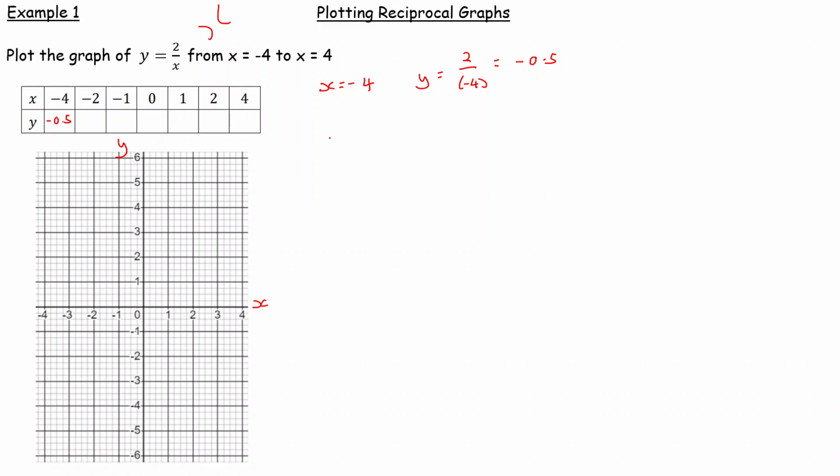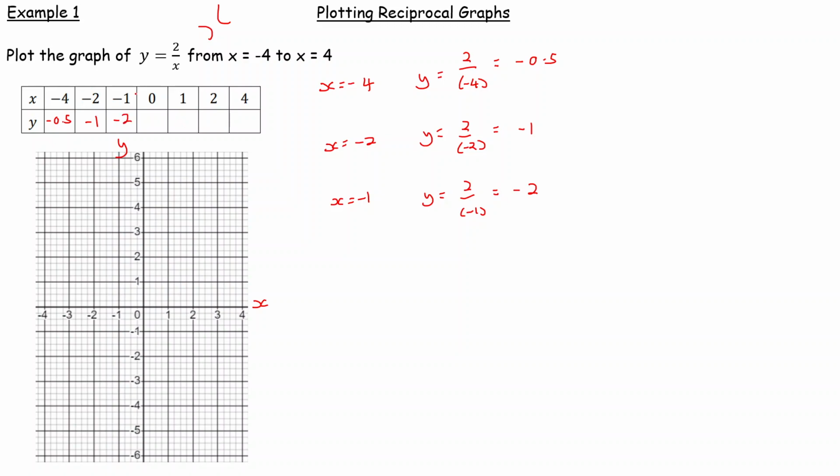And we keep going. When x is equal to -2, we put it into our equation, so y is equal to 2 over x, where x is -2 in this case. 2 divided by 2 would be equal to 1, but it's 2 divided by -2, so it's going to be -1, my second y value. When x is equal to -1, y is equal to 2 over my x value, which is -1. 2 divided by 1 is equal to 2, but 2 divided by -1 is equal to -2, which is my next value.